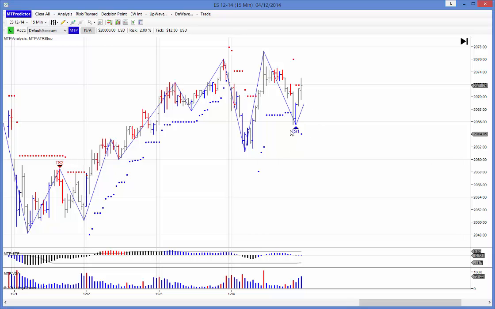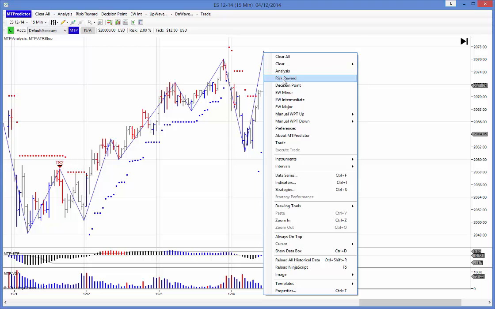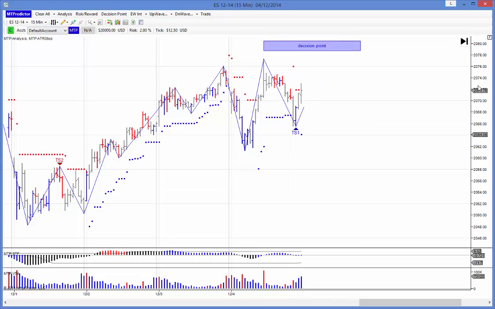So what do we do? Well, here's Thursday's market data. We went up to Thursday's high, which was our last pivot here. We right mouse click and place a decision point on our chart, and as you can see that gives a coloured zone, in this case above the market, for a potential resistance area. So let's see what happened as the market unfolded.